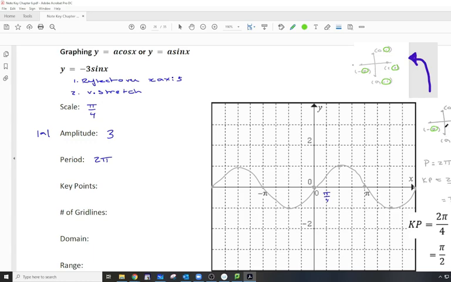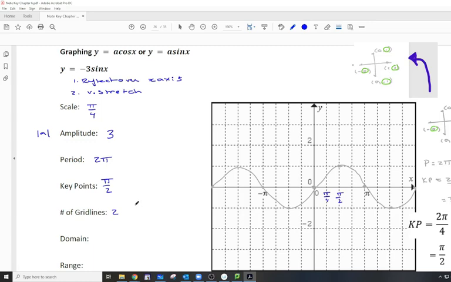So we can look at this graph and say, okay, well, if the period is 2 pi, then my key points are going to happen every pi by 2. And then it's good to look at your graph and say, well, what distance is pi by 2? Like if I want a key point every pi by 2, how many grid lines did I go? Oh, I went 2 grid lines. So my key points are going to happen every 2 grid lines.